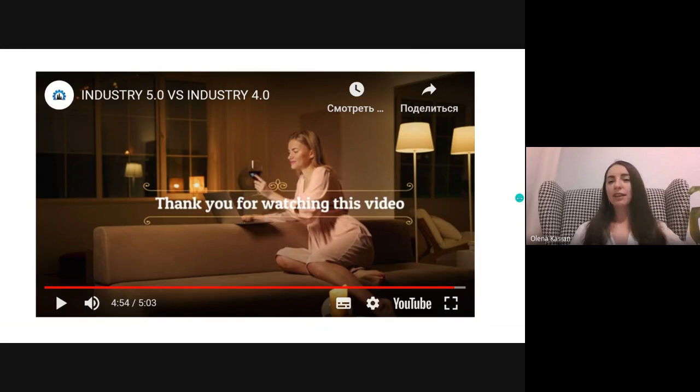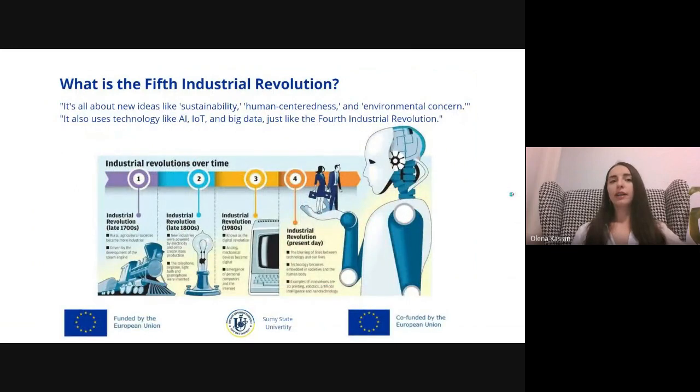Okay, so this is a little introduction of how the Industrial Revolution 4 differs from Industrial Revolution 5. Currently there is a great deal of discussion being conducted in various countries regarding the fifth industrial revolution, which follows on from the fourth industrial revolution. The fifth industrial revolution incorporates concepts such as sustainability and human-centeredness, and also concern for the environment.